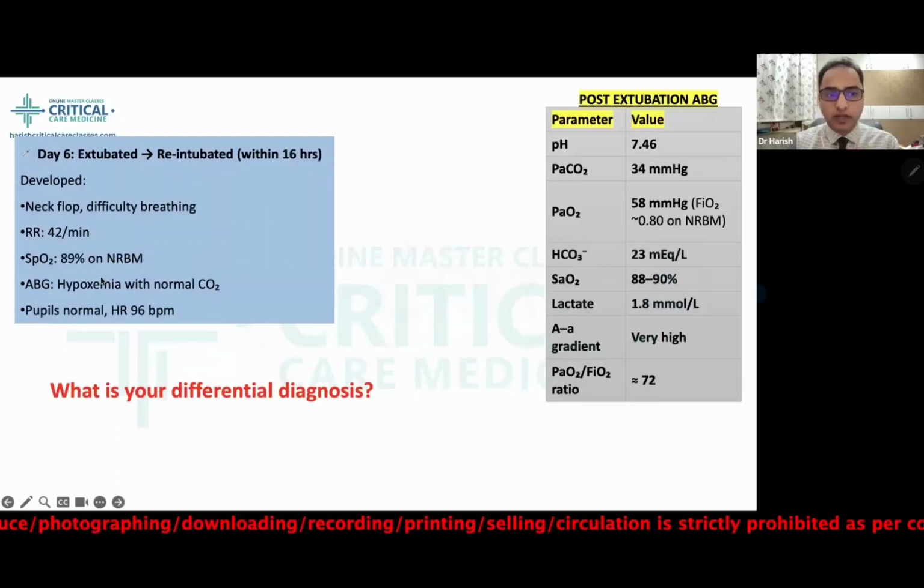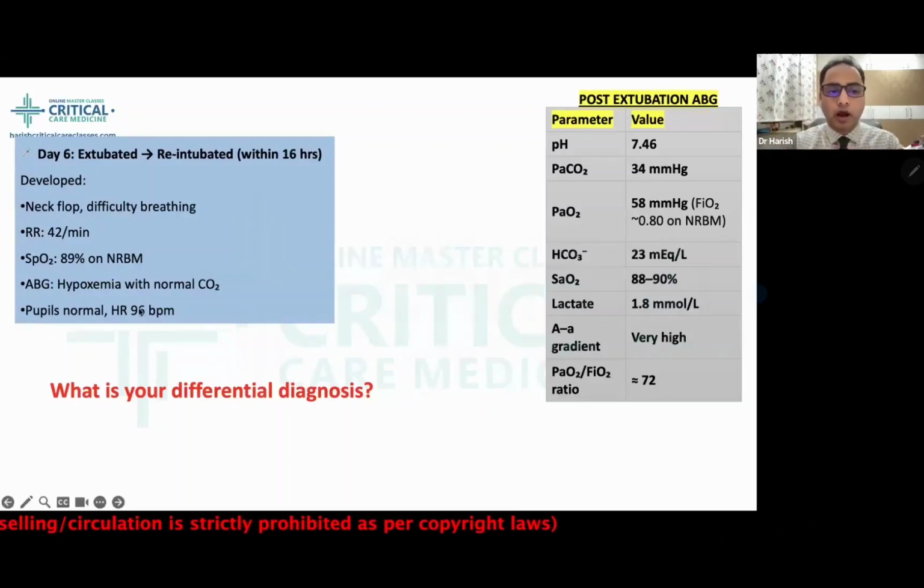SpO2 is around 90% on NRBM. ABG shows hypoxia with a normal CO2. Pupils are normal. Heart rate is 96 beats per minute. What is your differential diagnosis at this level? On day 6 he got re-intubated, still having some neuromuscular manifestation. What is the problem here?